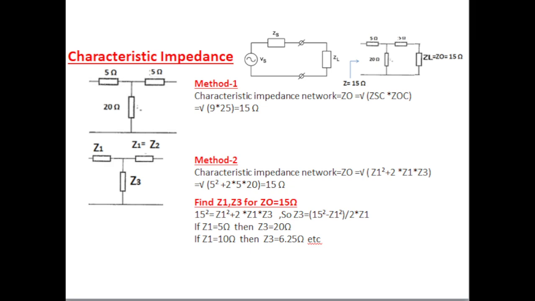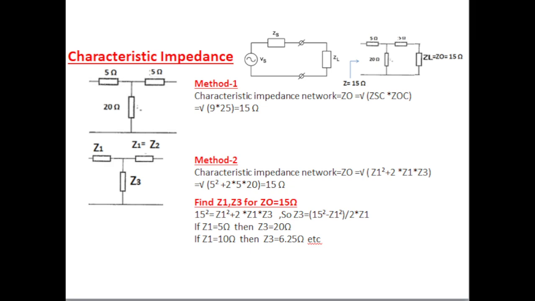How to find the characteristic impedance of a T network? Two methods are used. In method 1, characteristic impedance Z0 is equal to square root of ZSC into ZOC. That is the square root of short circuit impedance into open circuit impedance. Here 5 ohms, 5 ohms and 20 ohms are connected in the T network. So the characteristic impedance of this network is equal to square root of 9 into 25, that is equal to 15 ohms.